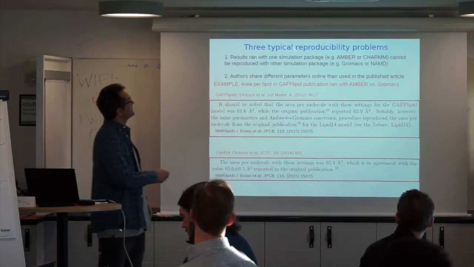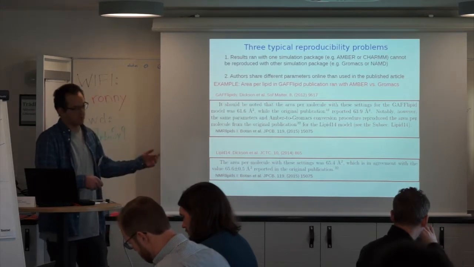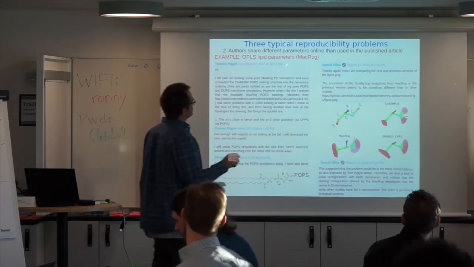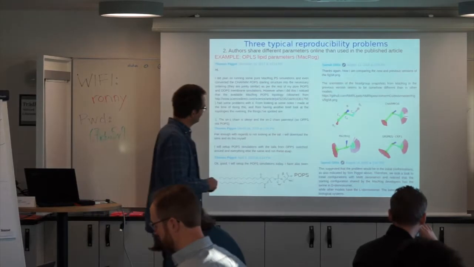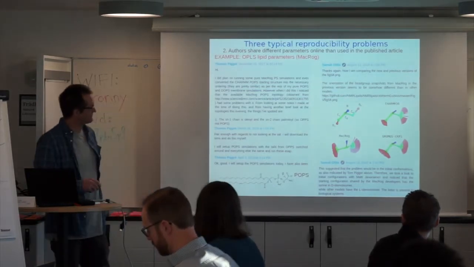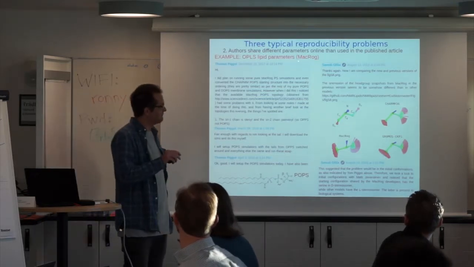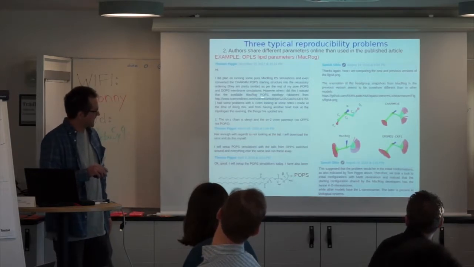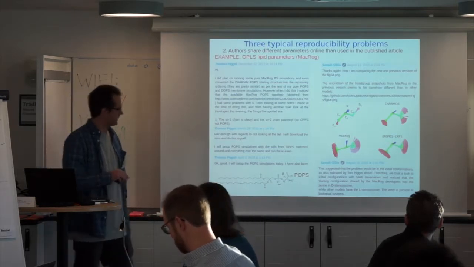So this is an example of this. This is a little bit different, a clear example where others share parameters online, which might not be that good. So there are OPLS parameters. We call them Maciejewski, based on the first names of the first authors. They have parameters, for example, for POPS available from this address, which we were using.